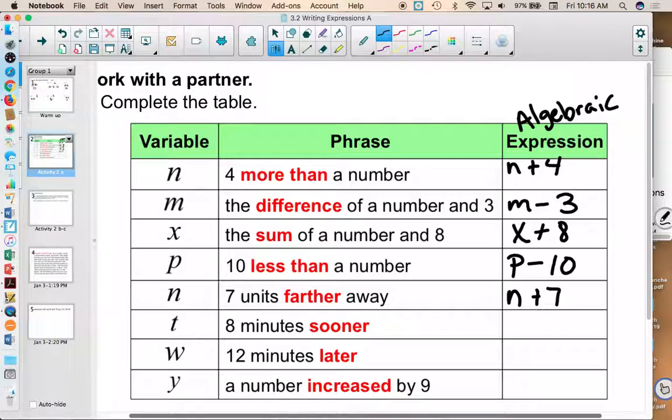Okay. 8 minutes sooner. 8 minutes sooner than 10:15. 8 minutes sooner. Cashton. T minus 8. Good. 12 minutes later. 12 minutes later than 10:20. 12 minutes later. Tyler? W plus 12. Good.